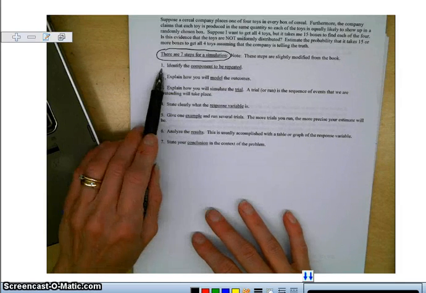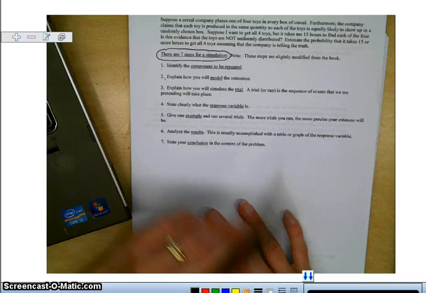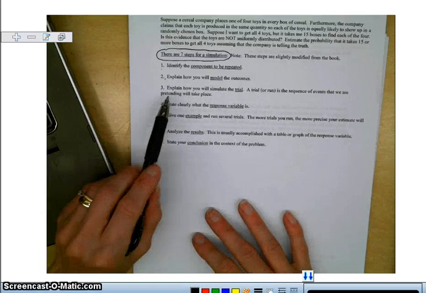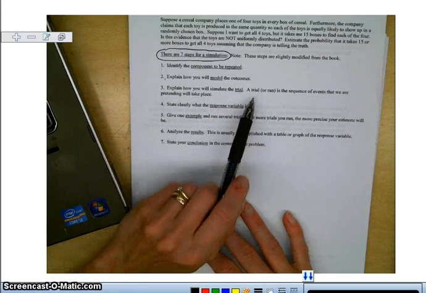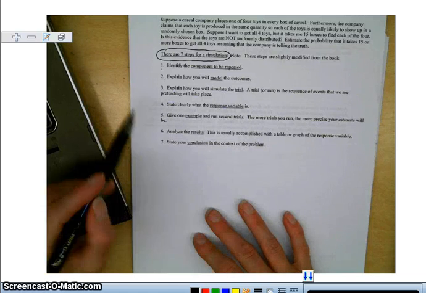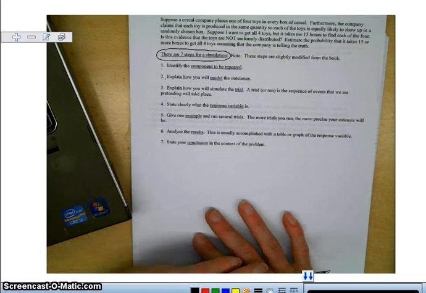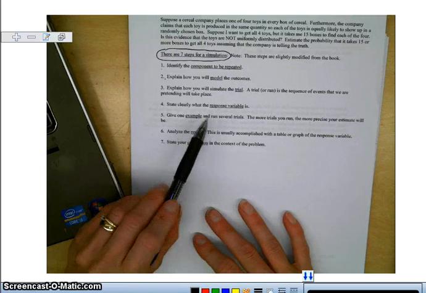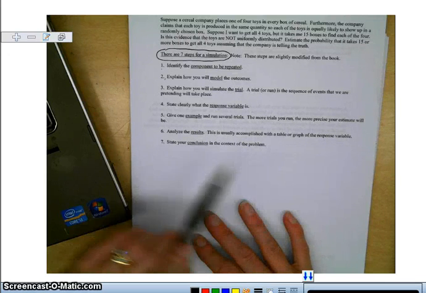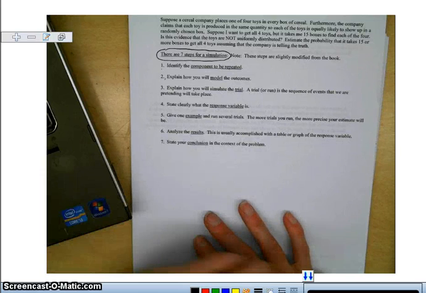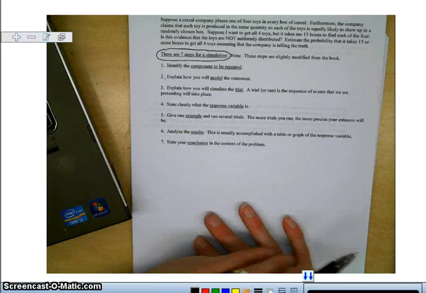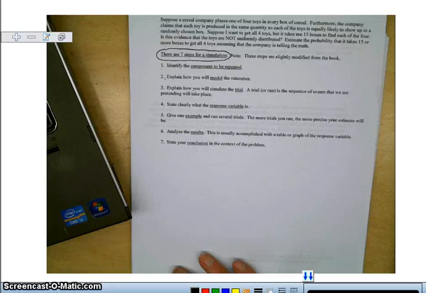So the first step is identify the component to be repeated, explain how you will model the outcomes, explain how you will simulate the trial. A trial or run is the sequence of events that we pretend will take place. State clearly what the response variable is. Give one example and run several trials. The more trials you run, the more precise your estimate will be. Analyze the results. This is usually accomplished with a table or graph of the response variable. And state your conclusion in the context of the problem.